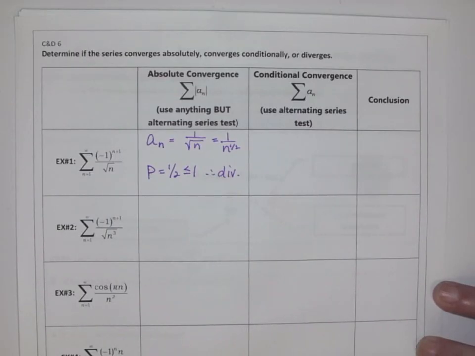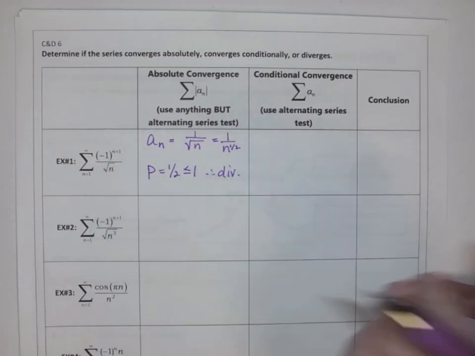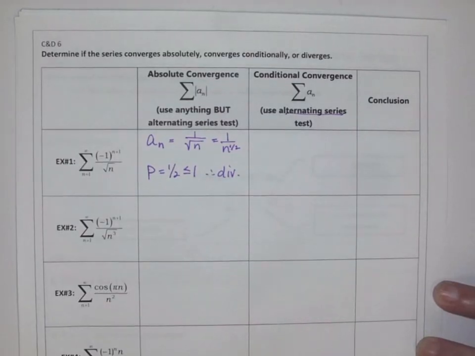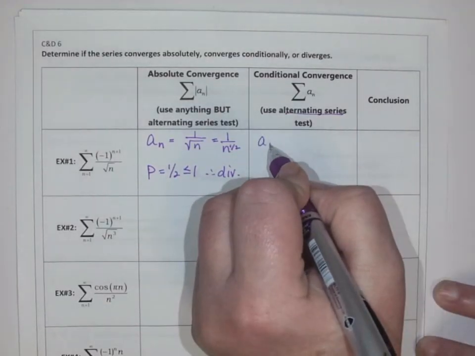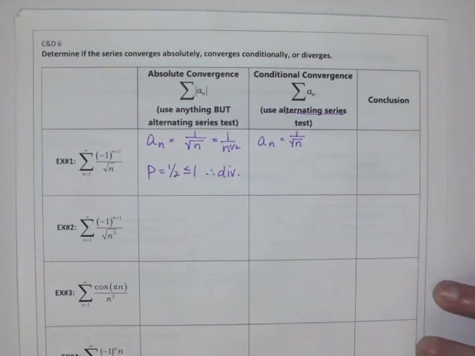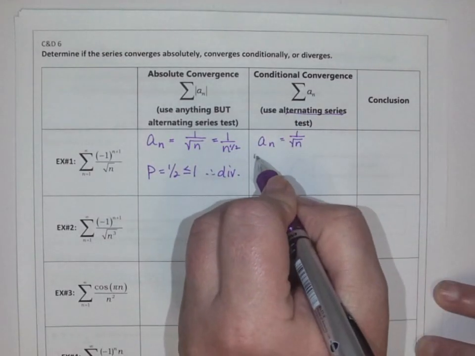Now we're going to check for conditional convergence. We put the alternating piece back in and use the alternating series test. Our a sub n is still the same, 1 over the square root of n, but we have two different conditions to check.